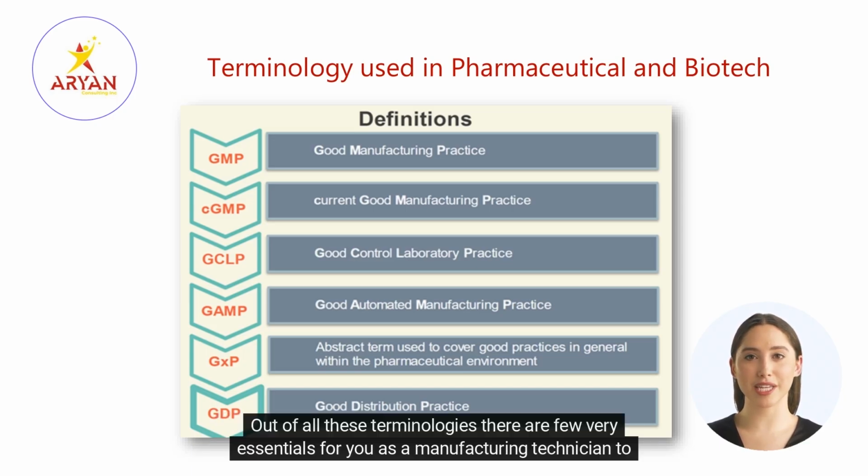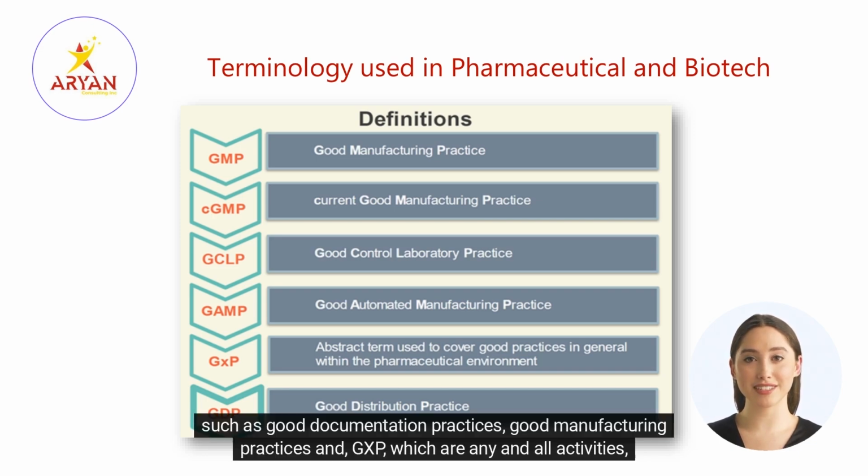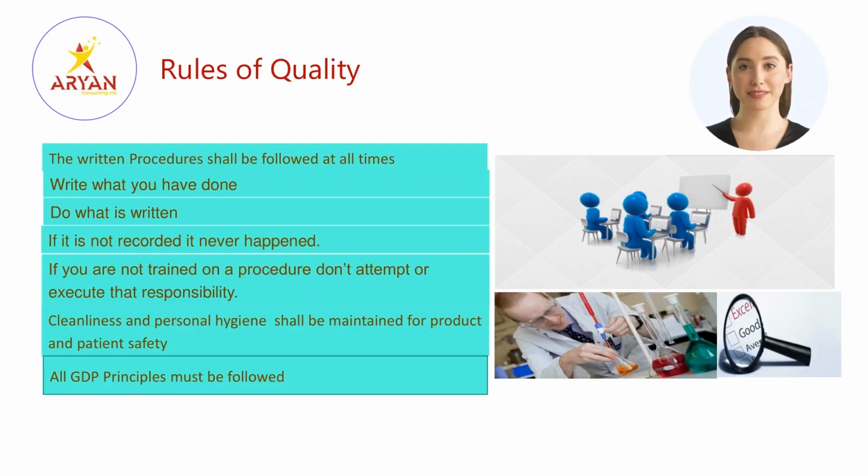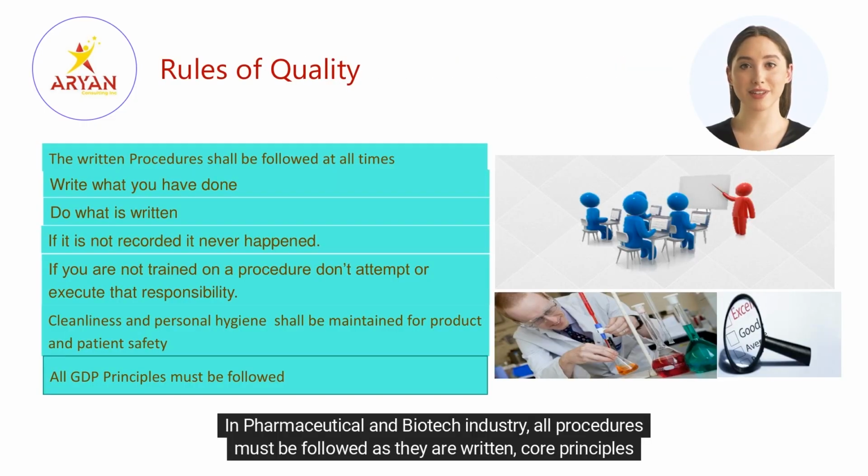Out of all these terminologies, there are a few that are very essential for you as a manufacturing technician to lock in your memory, such as good documentation practices, good manufacturing practices, and GXP, which covers any and all activities, any and all documents related to manufacturing in biotech and pharmaceuticals, which are considered GXP items. In the pharmaceutical and biotech industry, all procedures must be followed as they are written.